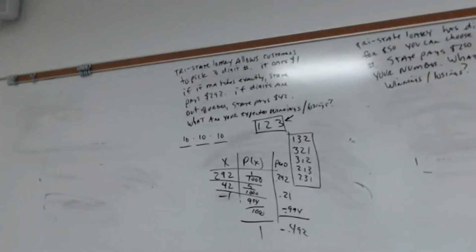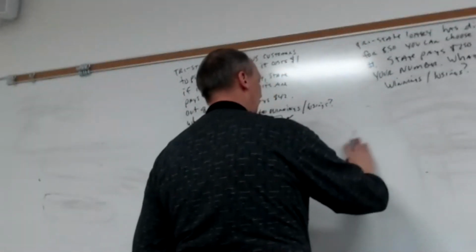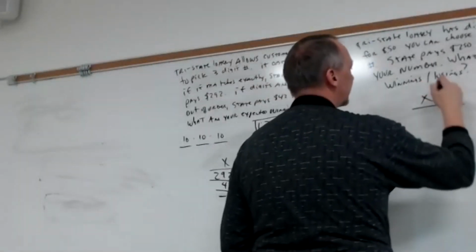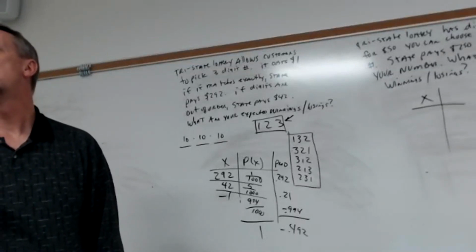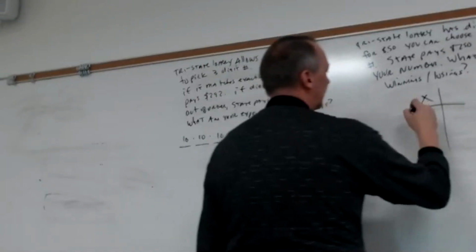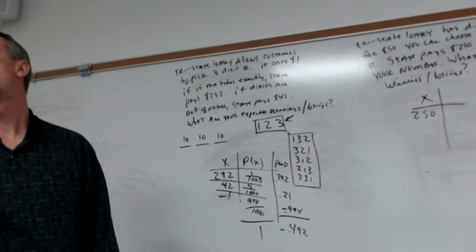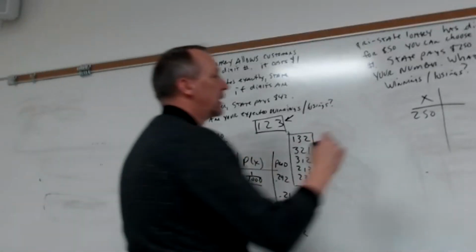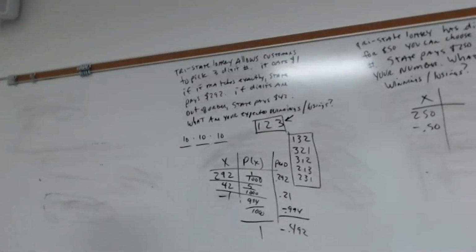Okay. Seth, it must be your turn. Oh, boy. What do you want to start with? What do you want to make first? Find the X values. What are the X values? Is that 250? You can win $250. Negative, what's that, 50 cents? Negative 50 cents. Okay? All right, now let's figure out our probabilities.